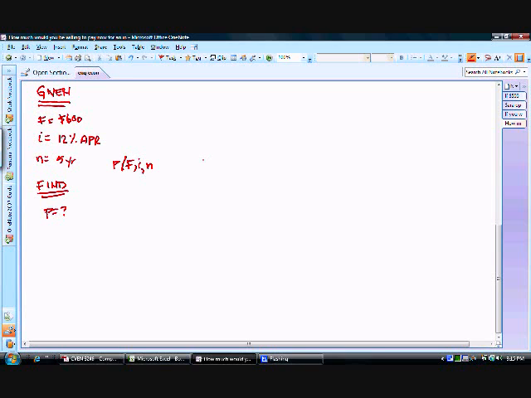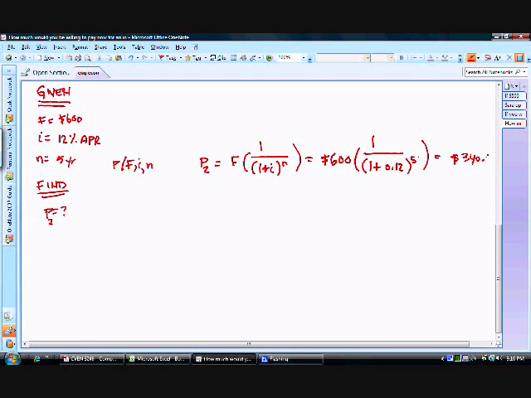And the formula for that is P, in this case P2. Remember we're dealing with the second portion of the problem. So I'll write out the equation one last time for you. P2 is equal to F times 1 over 1 plus I to the N. In this case we have $600 multiplied by 1 over 1 plus 0.12 raised to the N, in this case 5, and that gives us a value of $340.46.